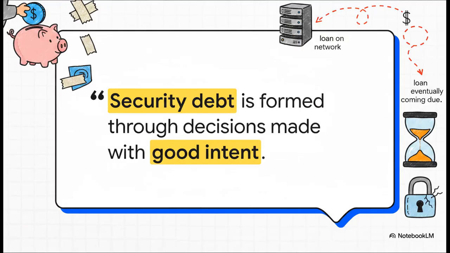Now, what's really fascinating about this quote is that it highlights how security debt isn't usually born out of malice or even sheer incompetence. It's actually formed through good intentions. Teams unwittingly take out a high-interest loan on their own network just by making temporary compromises, maybe to get a product out the door quicker or to save a few bucks this quarter. But as with any loan, it eventually comes due.